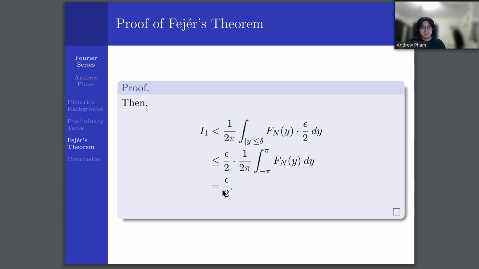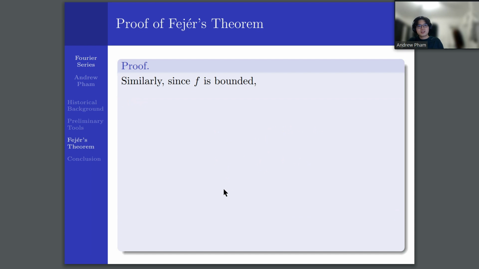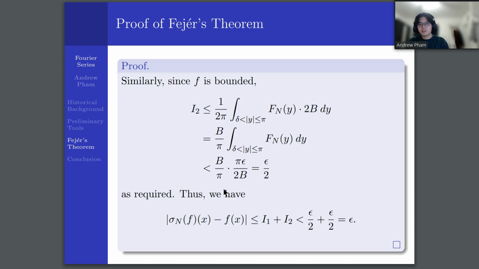On the other hand, similarly, since f is bounded, we can say that f of x minus y and f of x are both bounded by b. Or in other words, I2 will be less than or equal to the integral of the kernel times 2b. Simplifying and bringing it out, this will be equal to b over pi times the integral of the kernel.